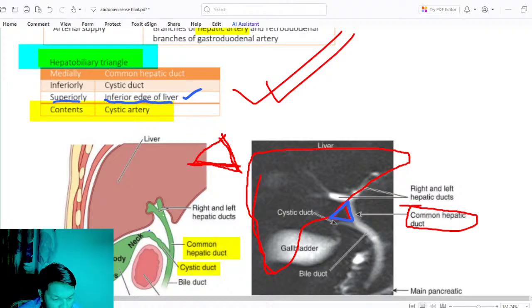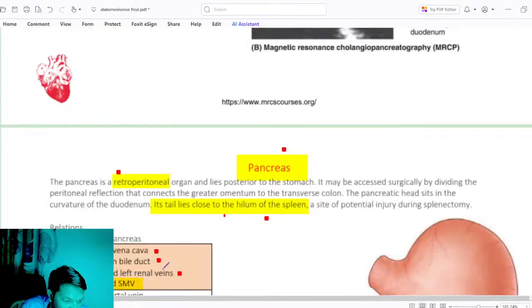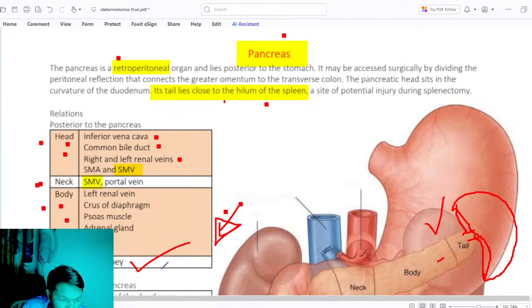Inferiorly, we have the cystic duct. And this is the medial side, and medially we have the common hepatic duct. Why is it important? Because the blood supply to the gallbladder comes from here, so it contains the cystic artery. The cystic artery is very important. The cystic artery is the branch of... Very good. Now pancreas.